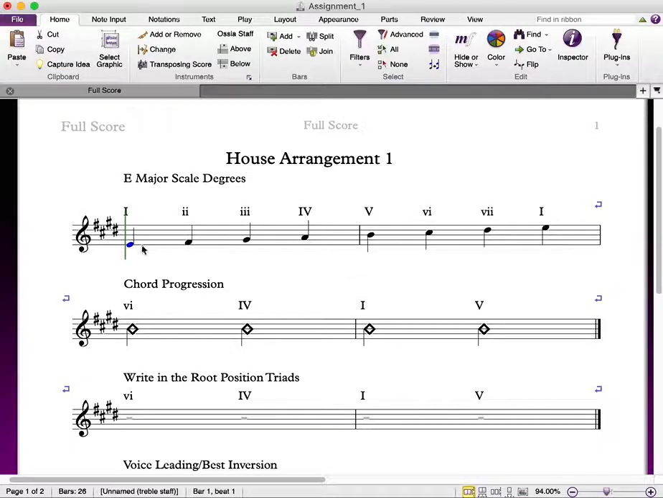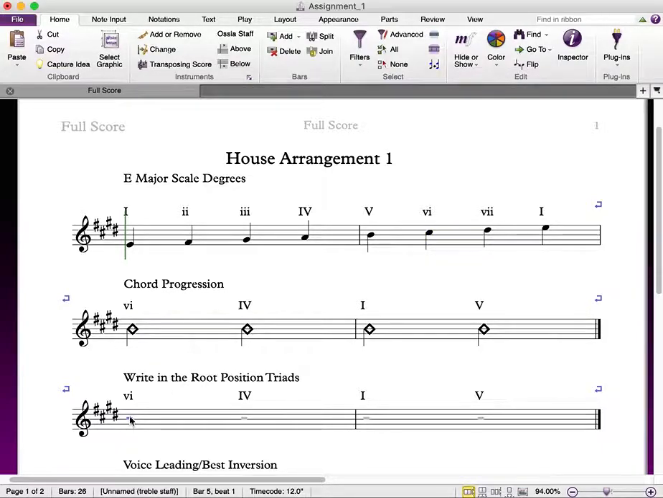So right now, let's just look at these notes. Starting with our 1, E, F sharp, G sharp, 4 is A, 5 is B, 6 is C sharp. We don't need 7, it's not called for. What we need is our 6, which is going to be this C sharp right here.